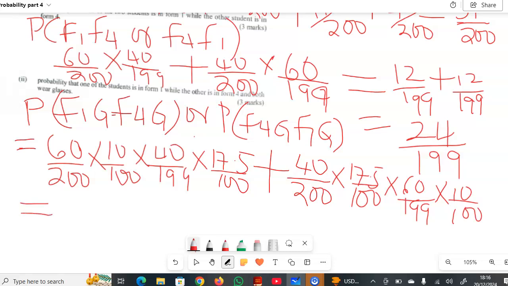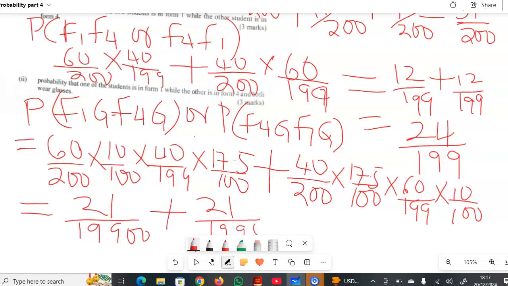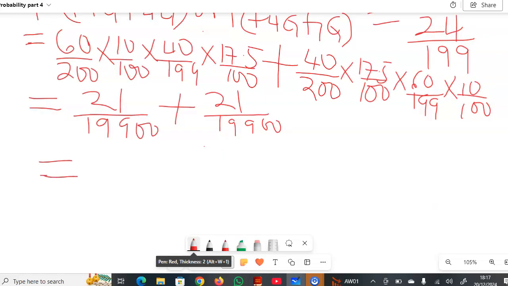The first one should be 21 out of 19,900, plus the second case is just the same, 21 out of 19,900. 21 over 19,900 plus 21 over 19,900 is going to give us 21 out of 9,950.